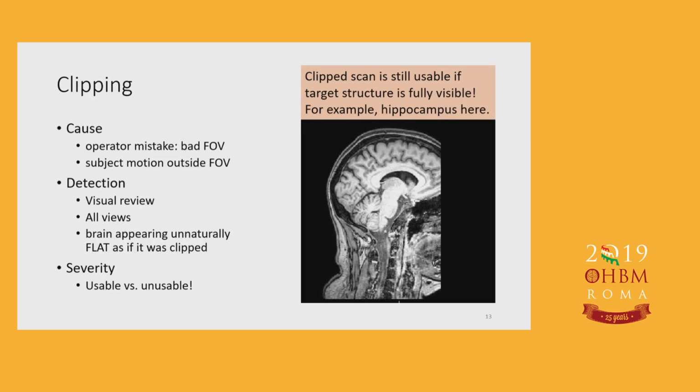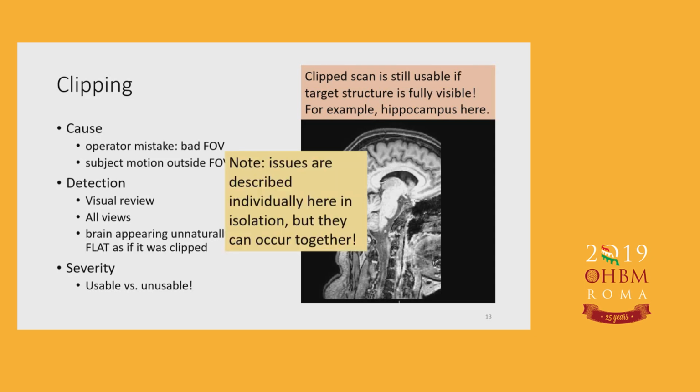It is usable depending on how much and where the clipping is, right? So in this case, I think we might be able to use it for some subcortical analyses. Like I said, all these issues will be described individually in isolation, but they can occur together, right?